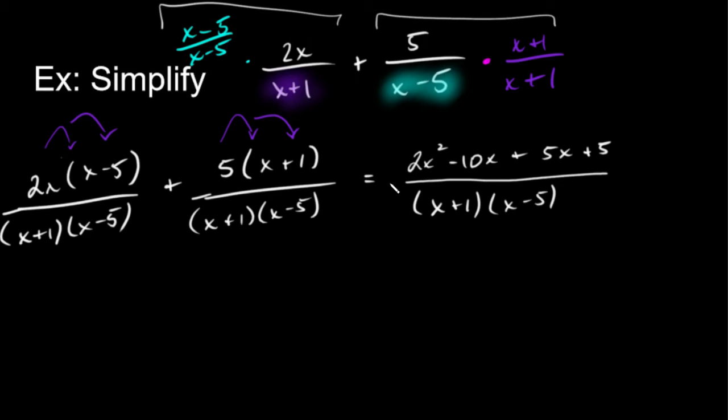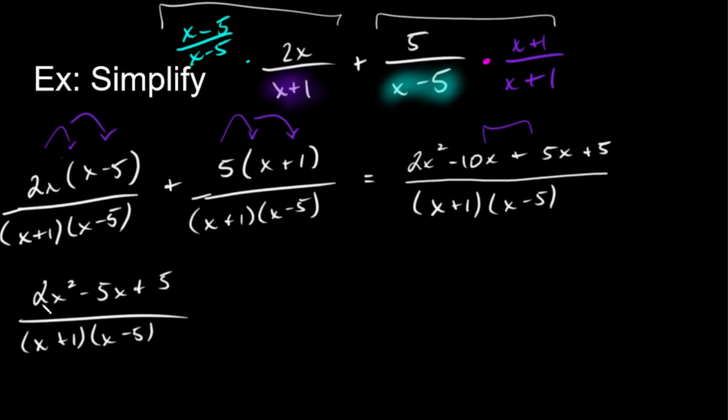And now we combine like terms. The x's here can combine. These ones can combine. And so you'd have 2x squared minus 5x plus 10. 10? What am I, stupid? Don't answer that. Plus 5 over x plus 1 times x minus 5. 2x squared minus 5x plus 5. Yep. Seems good to me. Moving on.